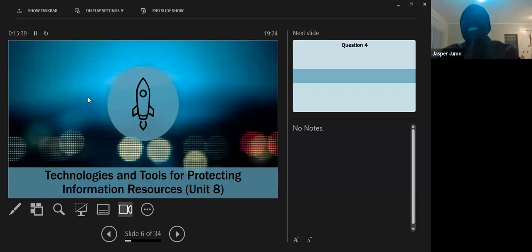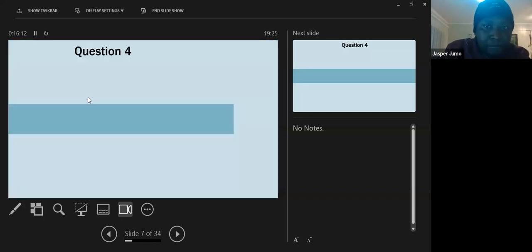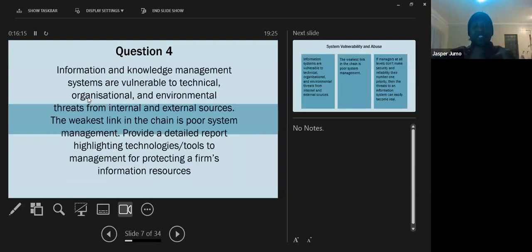Now let's narrow down to a specific unit. Like I told you, the way that we want to do it is we want to explain a certain unit, but we want to explain it in terms of questions so that you guys can appreciate how you're supposed to be answering that question. So this question that I'm going to ask is on Unit 8, technologies and tools for protecting information resources. All right. So this was actually a question from, I think, a past exam, right?